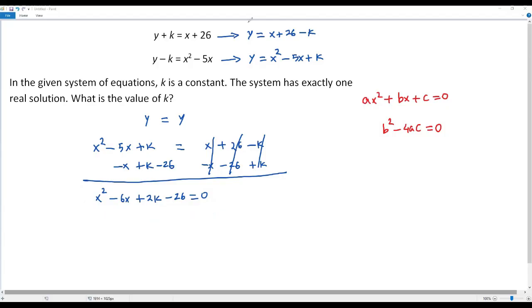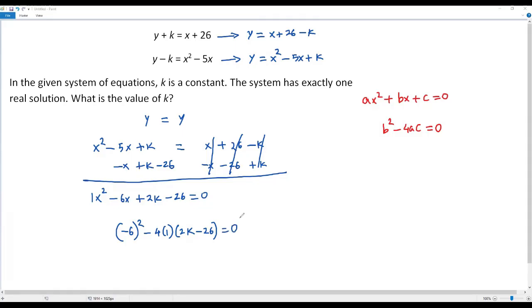Okay, now to get the value of b, we have to consider the coefficient of x. Here the coefficient of x is negative 6. So for b square, we have to write negative 6 the whole square, negative 4 times. To get the value of a, we have to consider the coefficient of x square. Here the coefficient of x square is 1. Let me plug in 1 for a. And to get the value of c, we have to consider the constant term. Here 2k negative 26 is a constant term. We have to plug in this one for c. Okay, let me write over here, equals to 0.